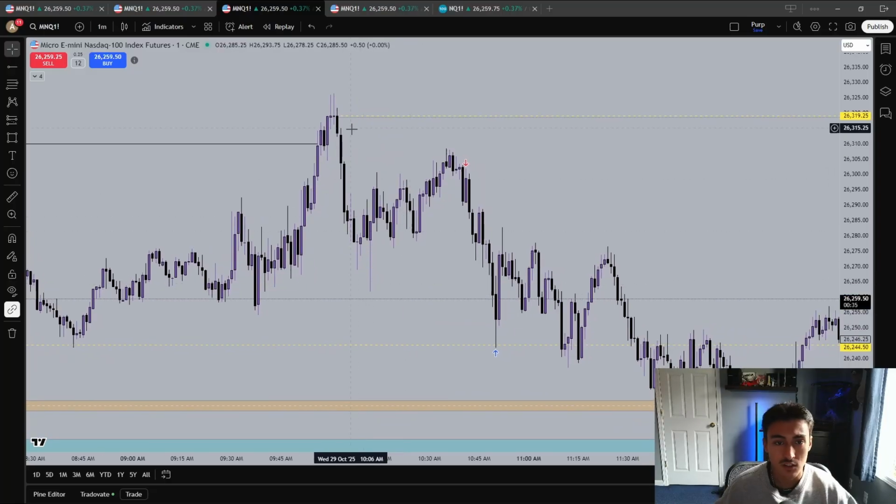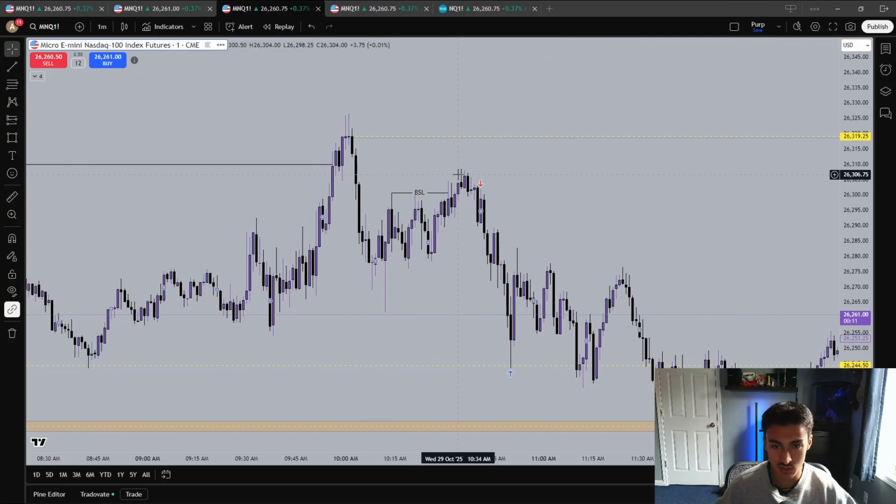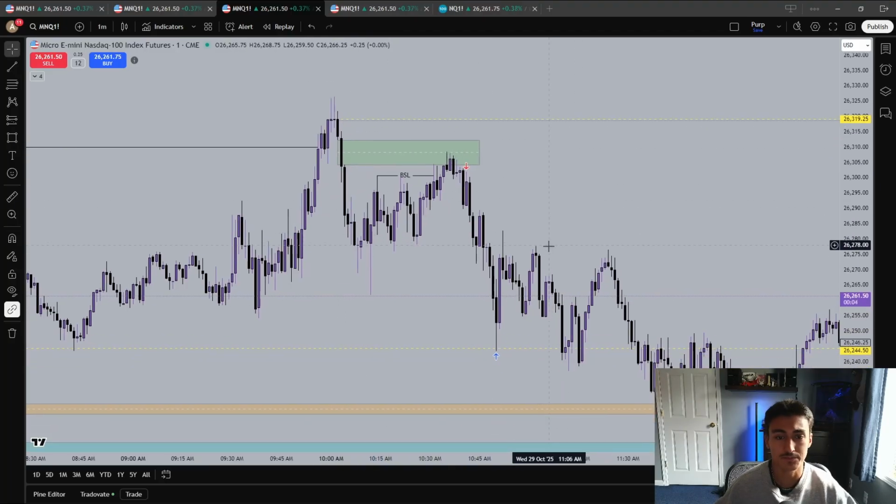Okay. So once we made that push down, we started to accumulate internally. Now this formed buy side liquidity. This is the accumulation phase I was just talking about. Okay. So we see the liquidity is generated with these highs, and then right here it is swept. We sweep above these highs, and we tap into a bearish fair value gap. Okay. So now I have the accumulation phase, the manipulation phase. I just need confirmation that we are going to distribute lower.